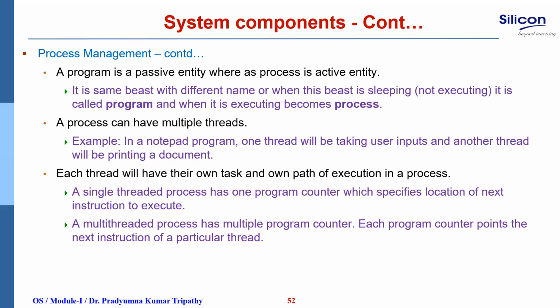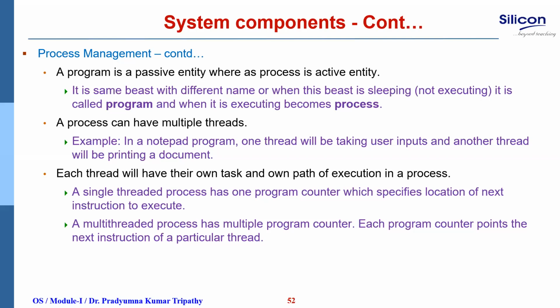For example, if I start MS Word, as you go on typing, if you have a grammatical error or a spelling error, a red mark or a green mark appears below the text. That means when MS Word is running, MS Word is a process. While it is running, in the background some threads are also running for checking the spelling and grammatical errors.